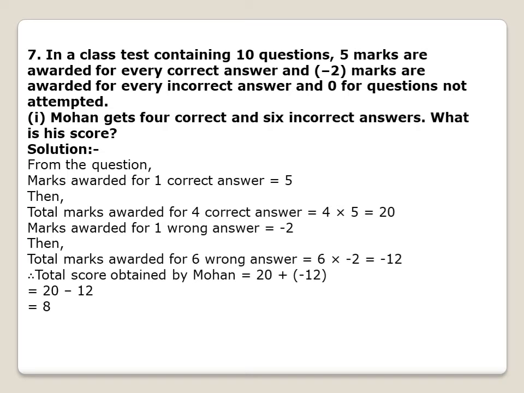To get the total marks, we have to sum up these 2 marks: the marks obtained by Mohan for the correct, which is 20, because he attempted 4 correct answers, 4 fives are 20, plus 6 twos are 12, which is minus 12. 20 plus minus 12 will give you 20 minus 12, which is 8. So the final score awarded to Mohan in the class test is 8.